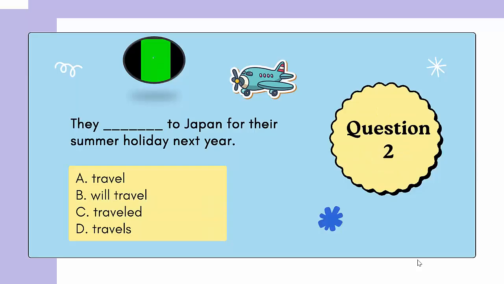Question number 2. They blank to Japan for their summer holiday next year. A. Travel. B. Will travel. C. Traveled. D. Travels.